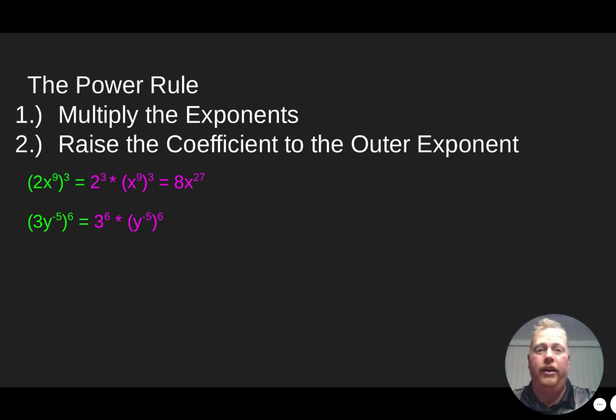If not, use a calculator. Figure it out. If you don't know how to use the exponent button on your calculator, ask me in class, and I'll be glad to show you. And then y to the negative 5th to the 6th, multiply those together, and I get 729 y to the negative 30. But again, we can't leave that answer with a negative exponent, so I have to make it move its location. So that 729 is cool to stay where it is, but that y to the 30th moves to the denominator. So the final answer is 729 over y to the 30th.